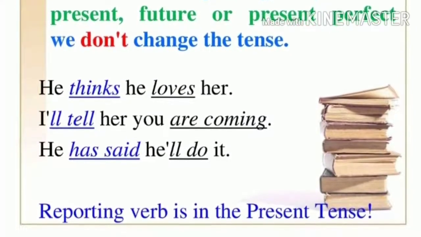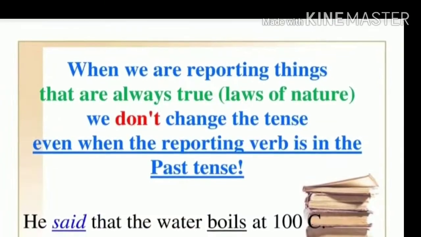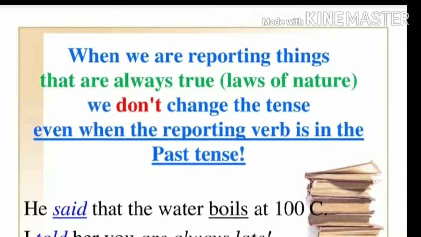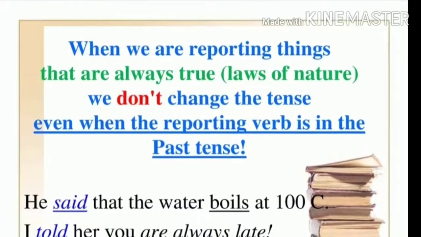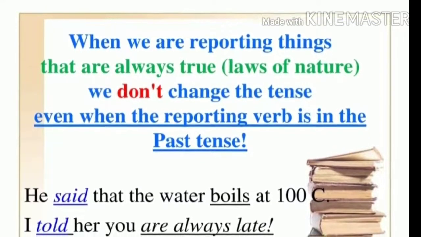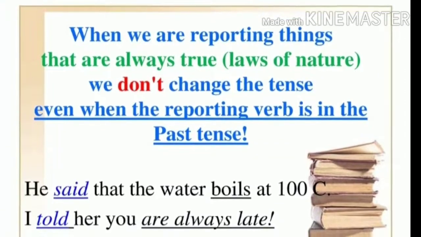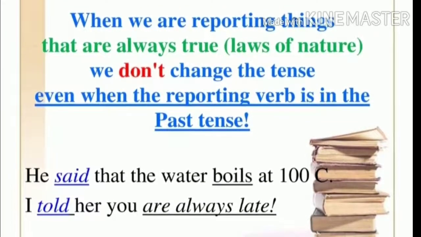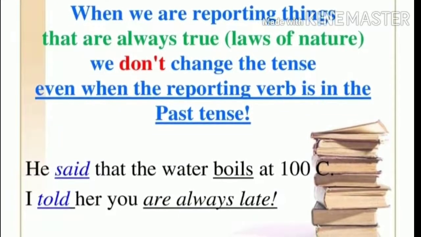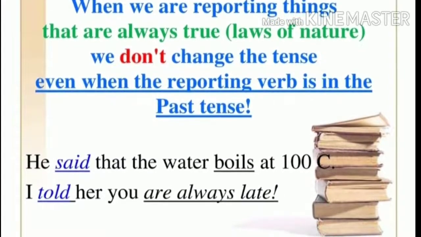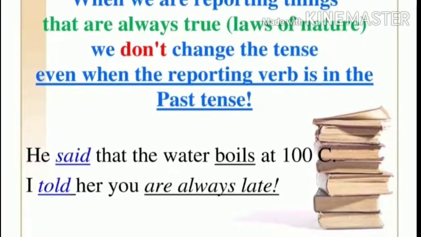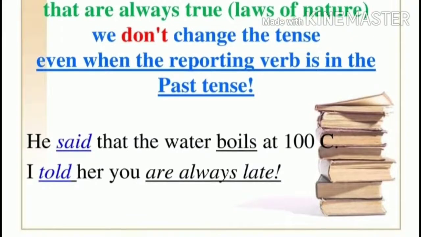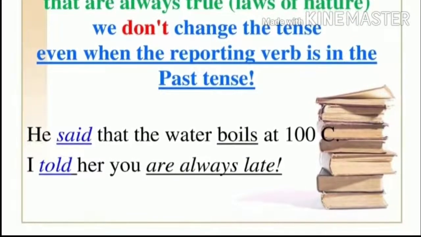Students, reporting verb is in the present tense here. Alright students, next see, whenever we are reporting things that are always true, like we also call laws of nature, so we don't change the tense even when the reporting verb is in the past tense. Alright, so see this example. He said that the water boils at 100 degrees Celsius. So we are not at all going to change the tense over here because it's a universal truth that water boils at 100 degrees Celsius. Or if something is true, whenever we are reporting, then also we don't change the tense. For example, you can see here, I told her you are always late. Are always late, always late, so that is also true. So you are not going to change the tense over here. Hope now it's clear to you.